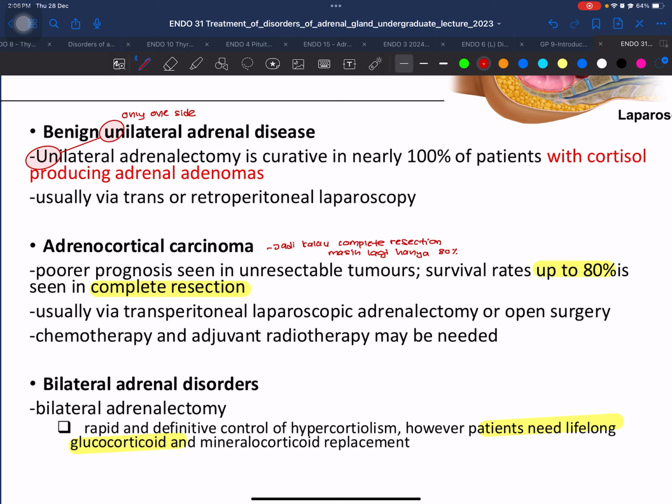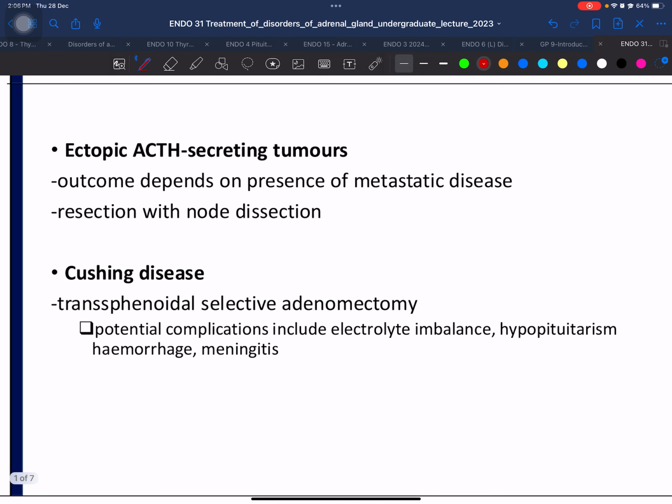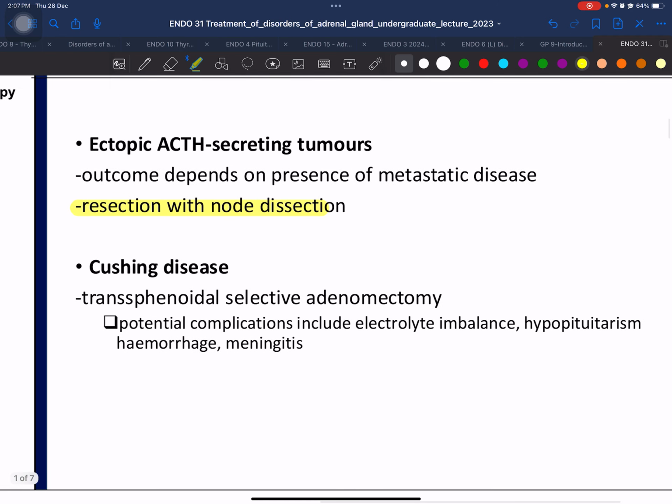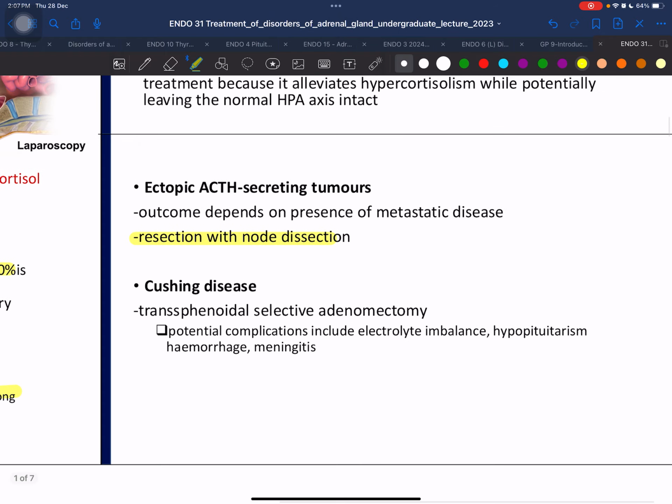As for ectopic ACTH secreting tumors, the outcome would depend on the presence of metastatic disease and also where the ectopic tumor is located. It can be anywhere, right? And resection with node dissection needs to be done. For Cushing disease, what we do is a transsphenoidal selective adenomectomy, meaning that we want to remove this pituitary adenoma. Transsphenoidal, they go through the sphenoidal space and go directly to the pituitary gland where the tumor is located. Of course, it is not without complications.